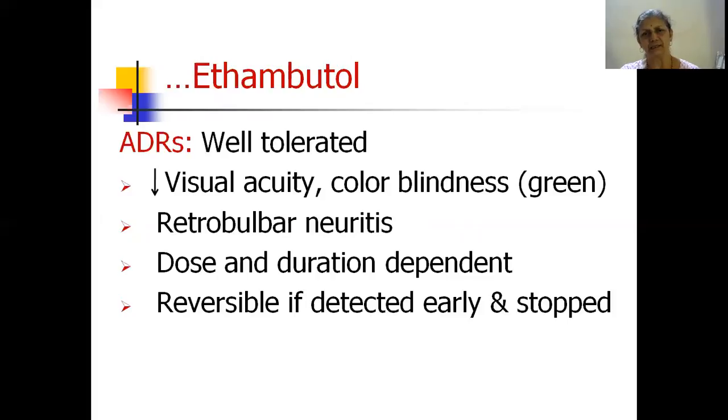That completes the 4 oral drugs used as first line agents in management of tuberculosis.